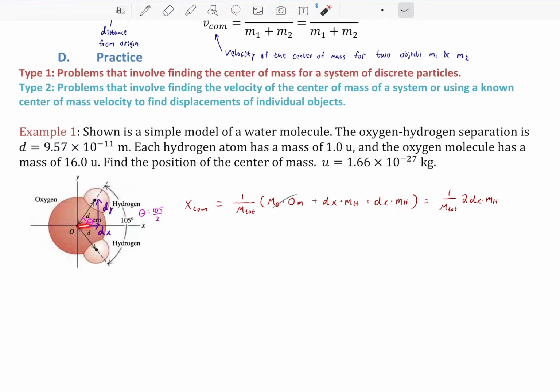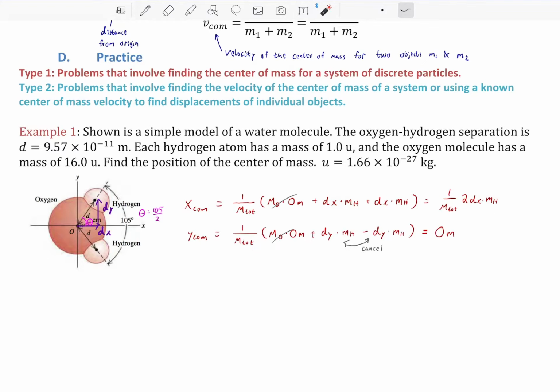Okay, dx again is this vector right there, or that displacement in the x direction. Thus, the coordinate of the center of mass in the x direction is 1 over M total times 2 dx times M_H, right? There it is. There's the overall effect.